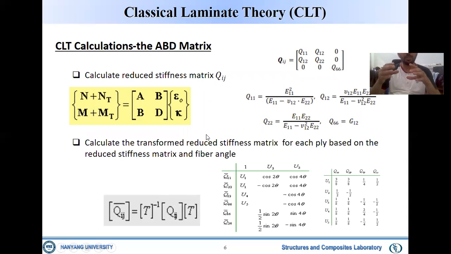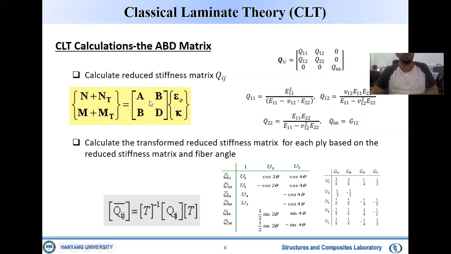Before going further deeply into classical laminate theory, first we need to understand the ABD matrix. This is a very important and well known terminology. What is the ABD matrix? Here you see the ABD matrix in this slide.